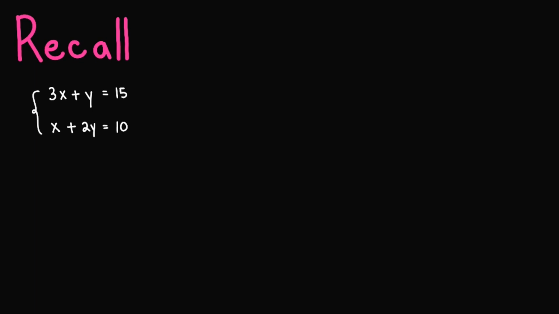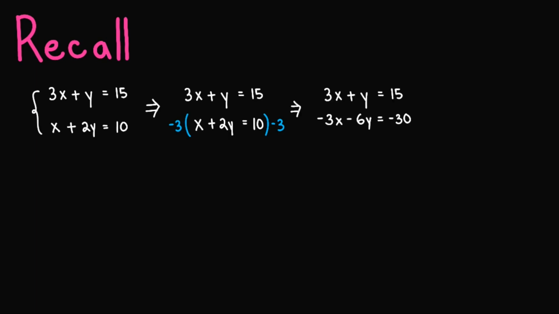So in this one, take note that what we did here is we multiplied -3 first to the second equation to obtain 3x plus y equals 15 and -3x minus 6y equals -30. Observe that upon adding these two, 3x minus 3x will be 0 and we'll be left with -5y equals -15. Then to obtain y, we divide -5 both sides to get y equals 3.